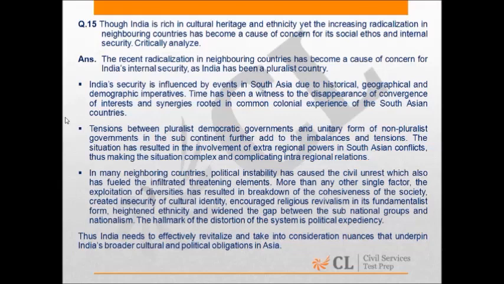Though India is rich in cultural heritage and ethnicity, yet the increasing radicalization in neighboring countries has become a cause of concern for its social ethos and internal security. Critically analyze. Before starting this question, there are some points to ponder about India, its diversity, and its neighboring countries.